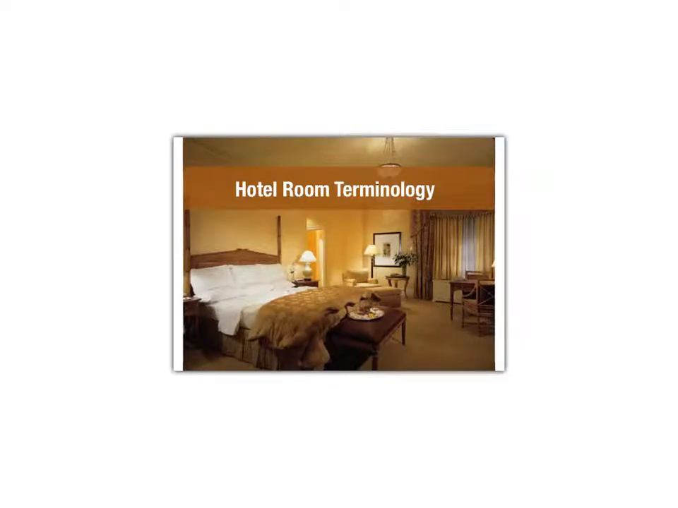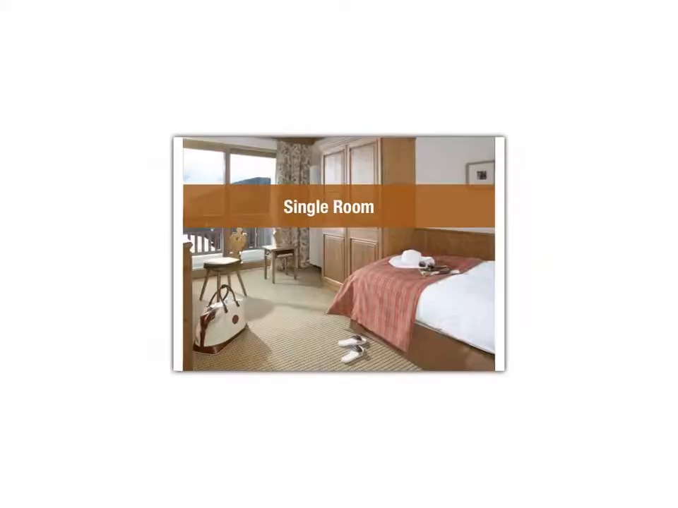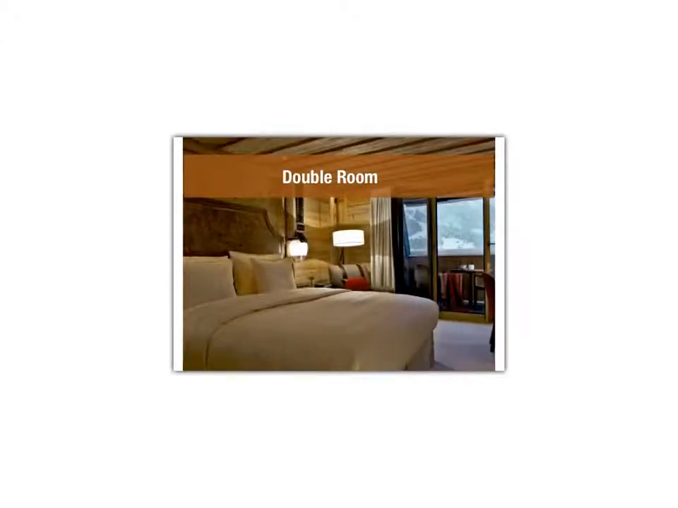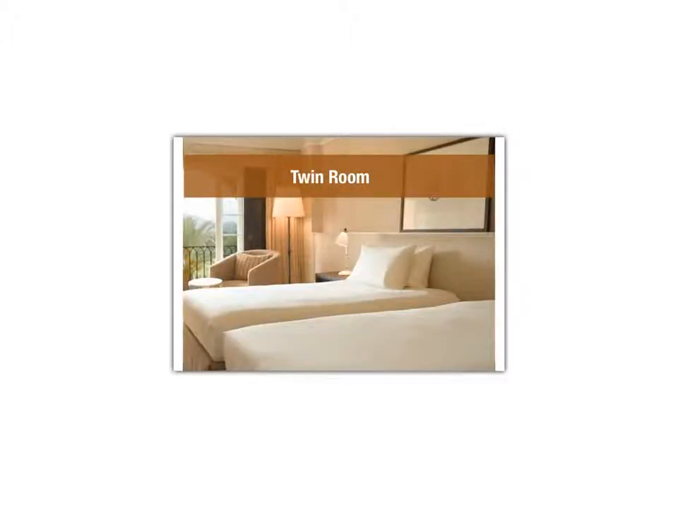Firstly, we will look at the terminology of the different room categories that we have in hotels. A single room is a room for one person. A double room is a room that can fit two people. A twin room is a room with two single beds. It could be single, twin, or double twin, depending on how many people are staying inside.